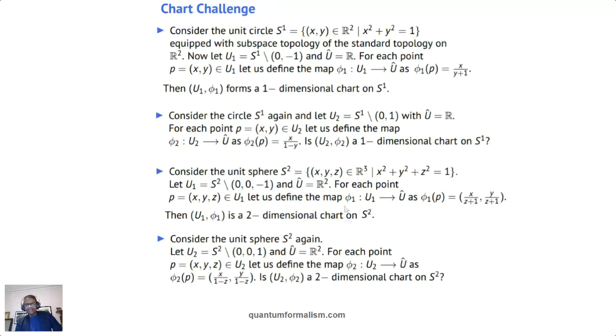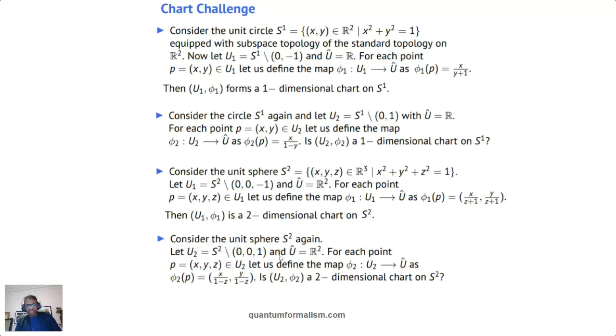The claim is that this is a two-dimensional chart on the sphere. And now another question: you have to verify this. This means that this is a homeomorphism. So if you remove this point, this is essentially saying that the plane is homeomorphic to it.